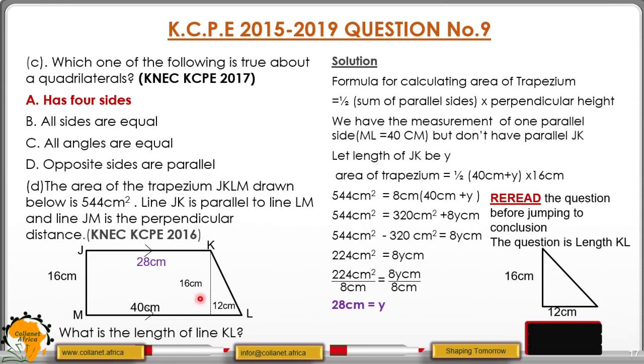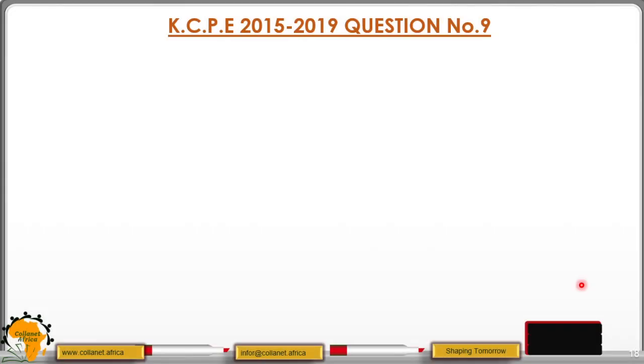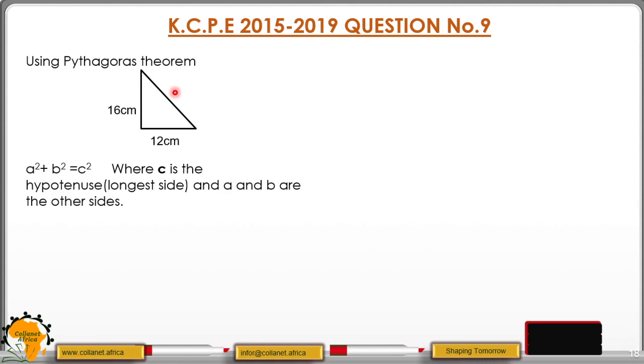So we have 16. This is a triangle now we are getting. Get this one, 16, 12. Then we have the Pythagoras theorem, so 16, and then we have 12. Then we have the hypotenuse. So a squared plus b squared is equal to c squared, where c is the hypotenuse along its side. Okay, and this is a right angle triangle, and a and b are the other sides.